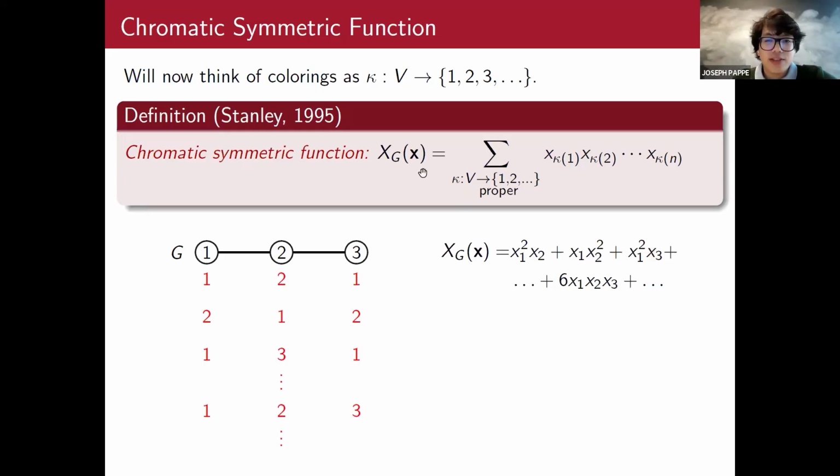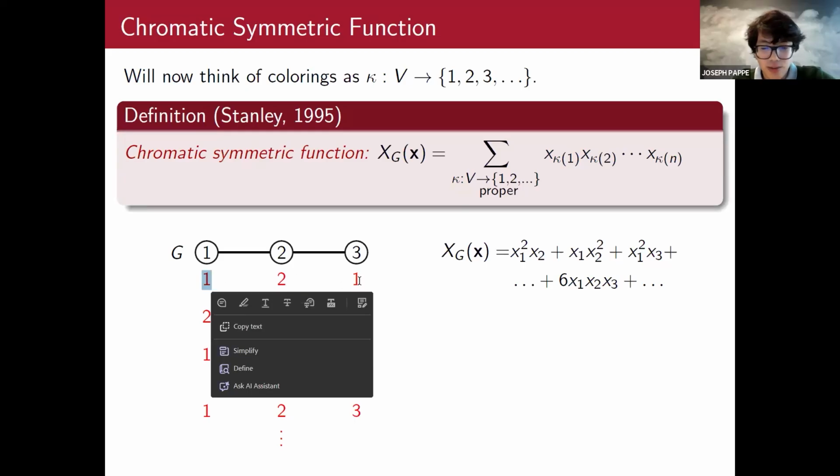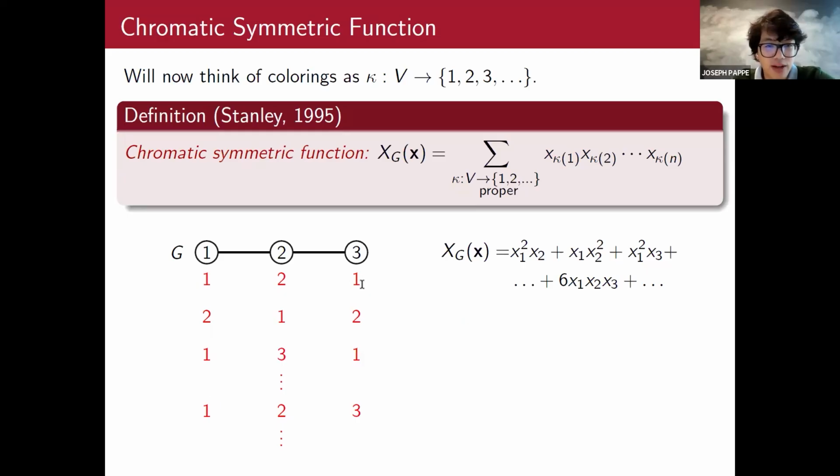And what is this chromatic symmetric function doing? Well, it's keeping track of the colors used in every single one of these. So this first term here, this x1 squared x2, corresponds to this first coloring because we used 2 instances of the color 1 and 1 instance of the color 2. So you have x1 squared times x2. And then here we have x1 times x2 squared. And here we have x1 squared x3 because we colored 2 vertices 1 and 1 vertex colored 3.